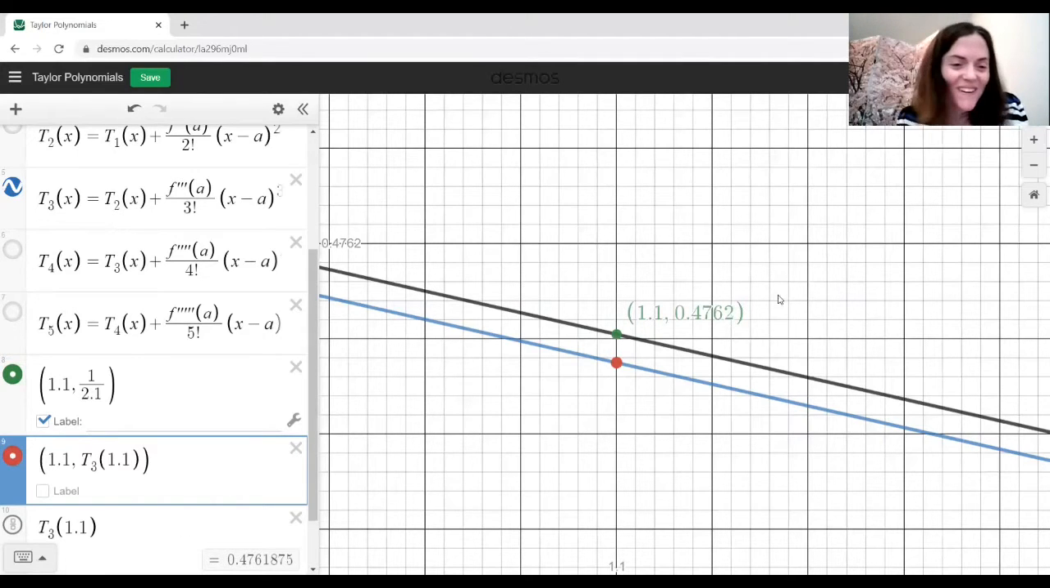Okay, wonderful. I love Desmos. So you see here, this is the point on this third order Taylor polynomial, right? And this is the point on my graph, and how far apart we are. We're trying to get this theoretical upper bound on error. And this is the topic of today's lesson.